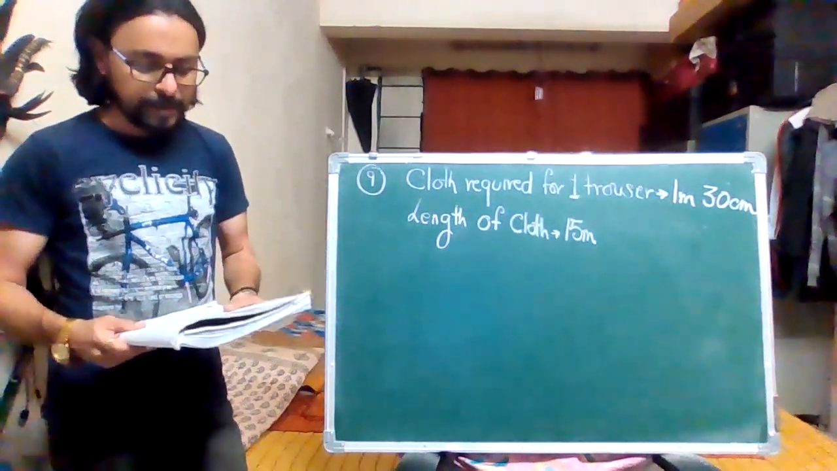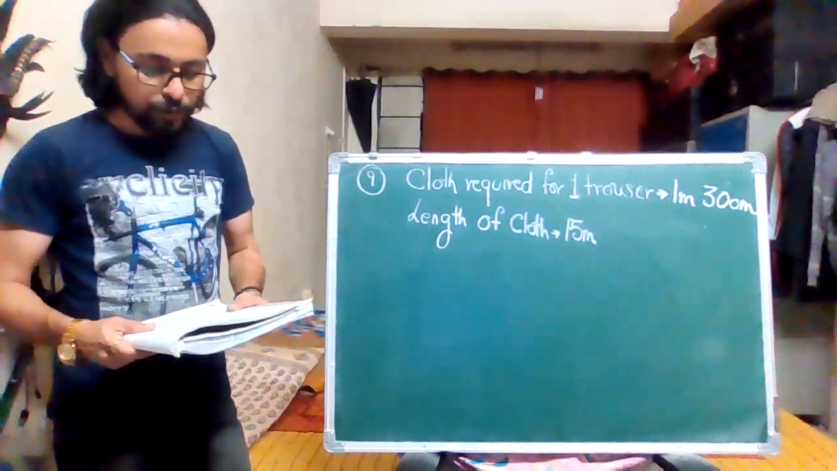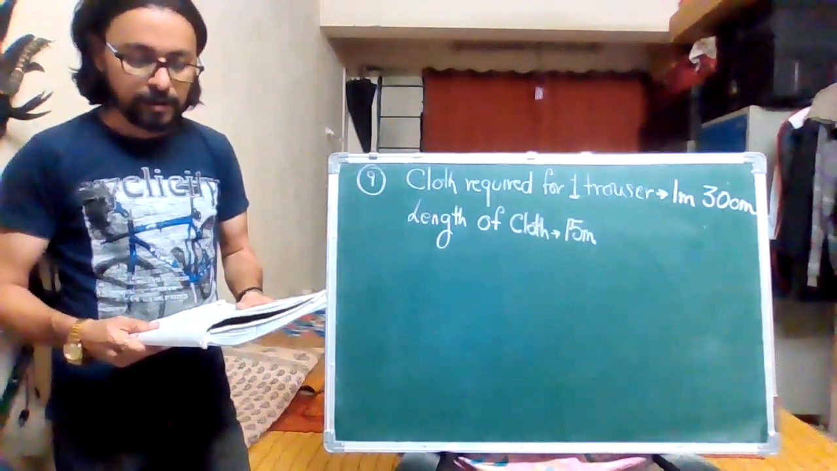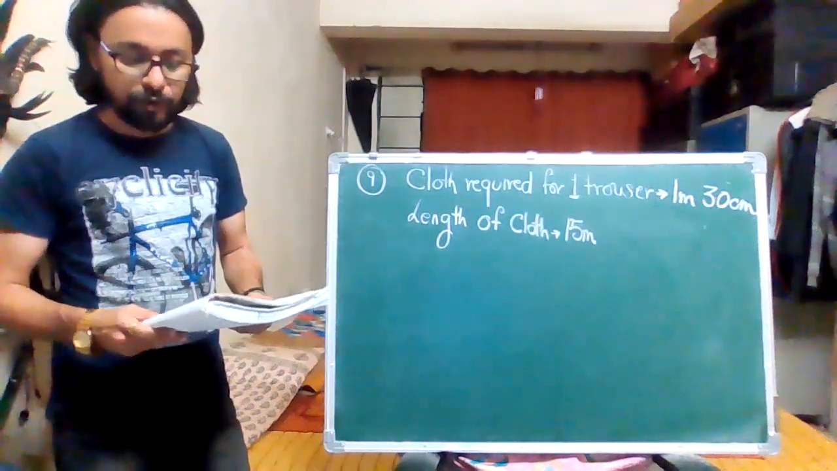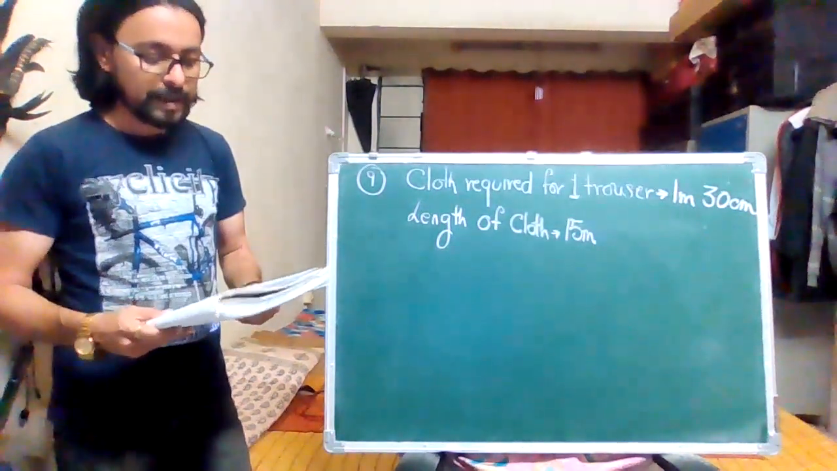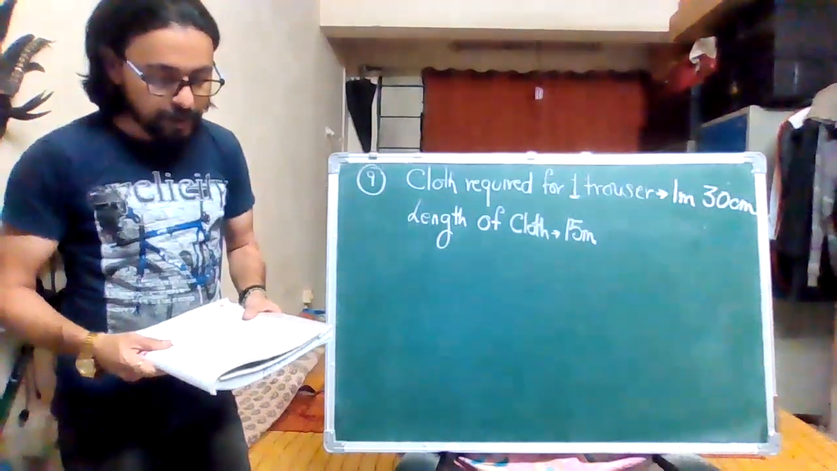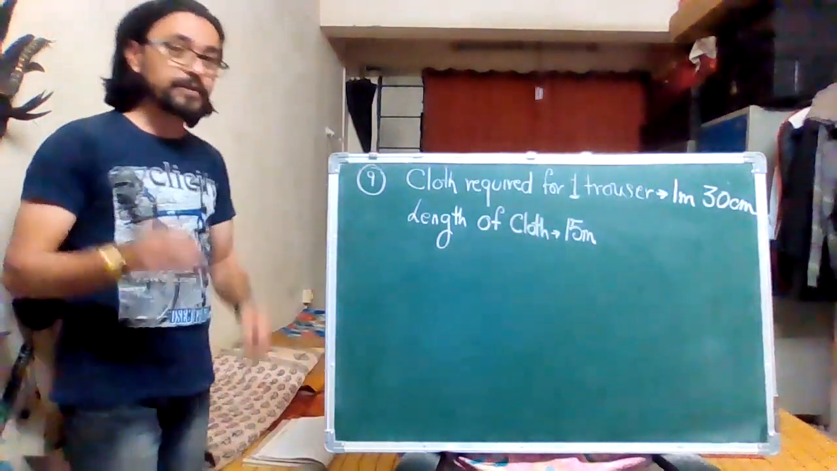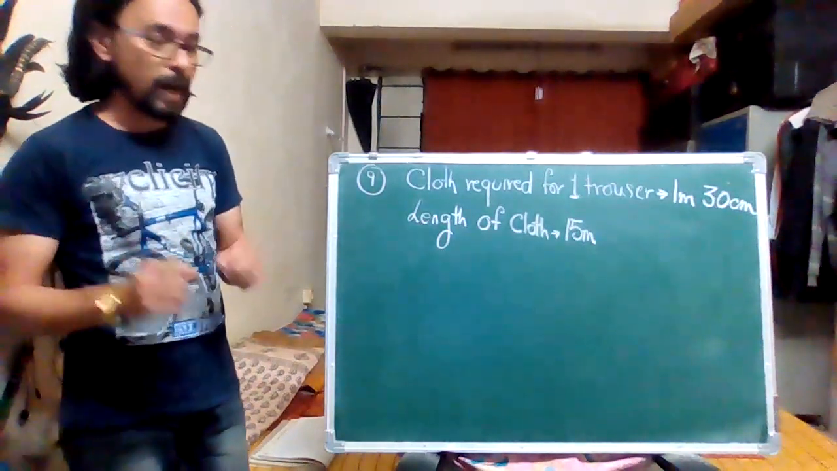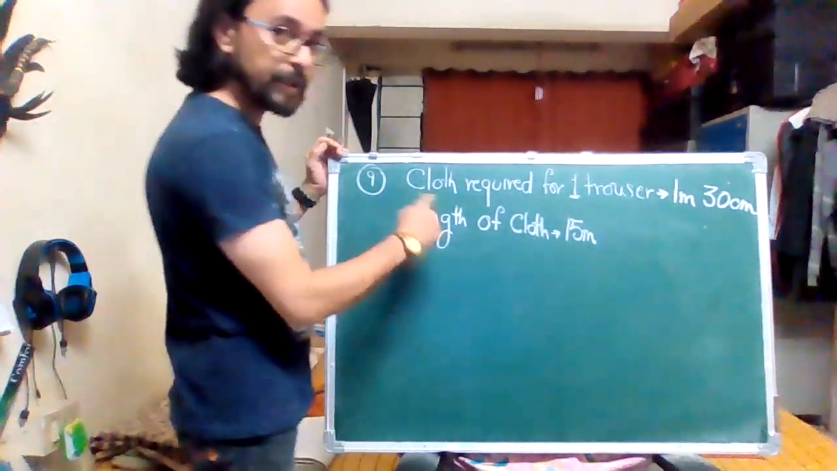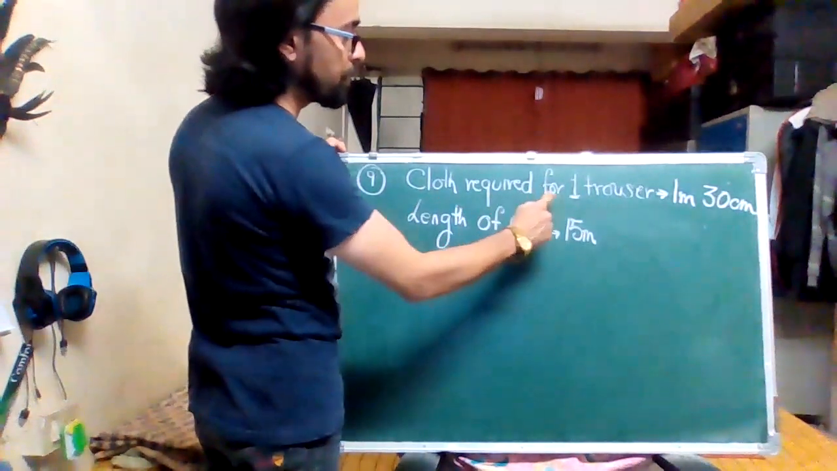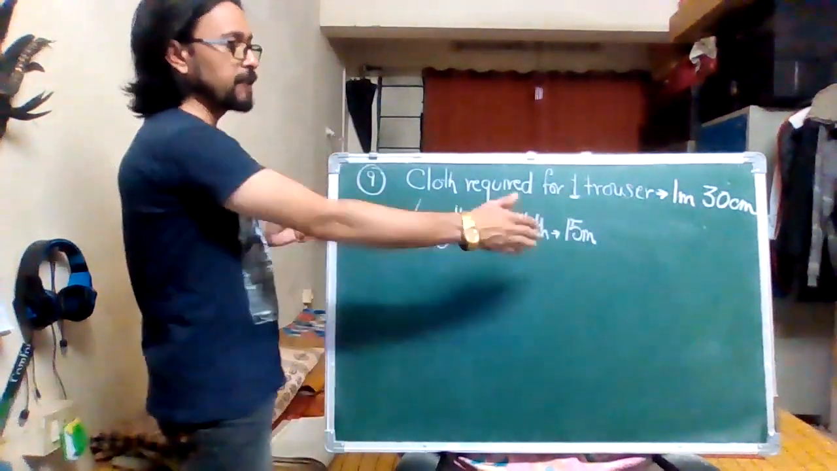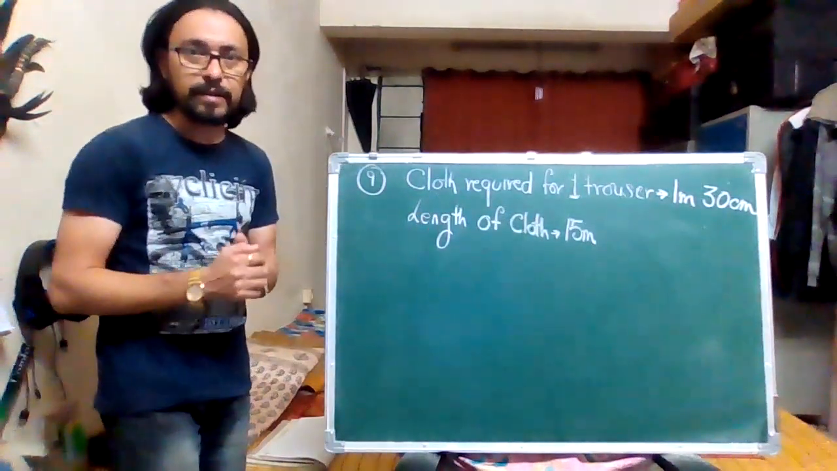The ninth sum says, to stitch a trouser 1 meter 30 centimeter of cloth is needed. Out of 15 meters of cloth, how many trousers can be stitched and how much cloth will remain? Now they have given us the measurement required to make one trouser. I have written out here, cloth required for one trouser is 1 meter 30 centimeters. And the length of the cloth they have is 15 meters.